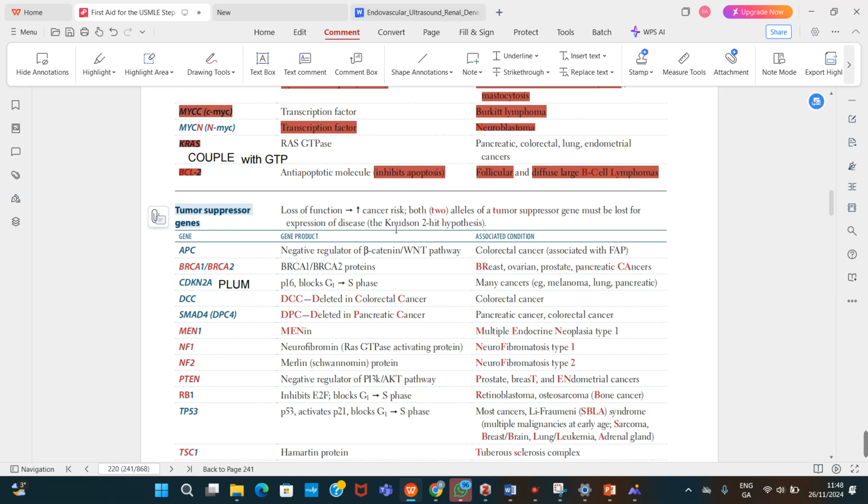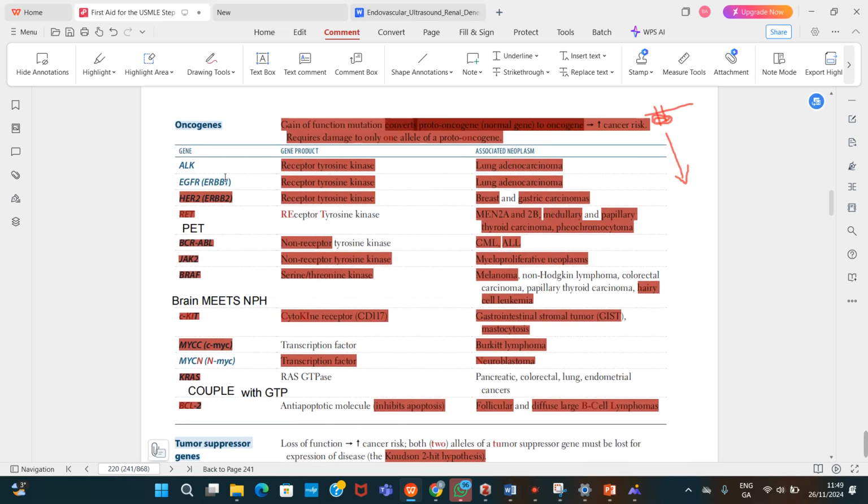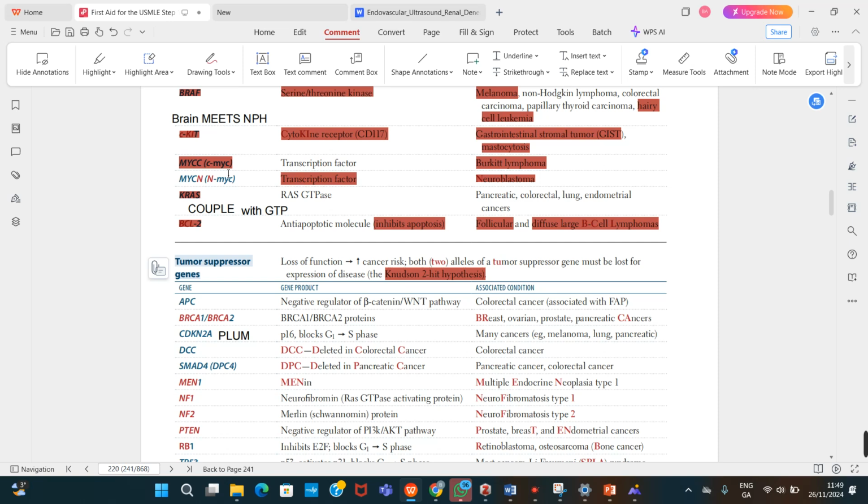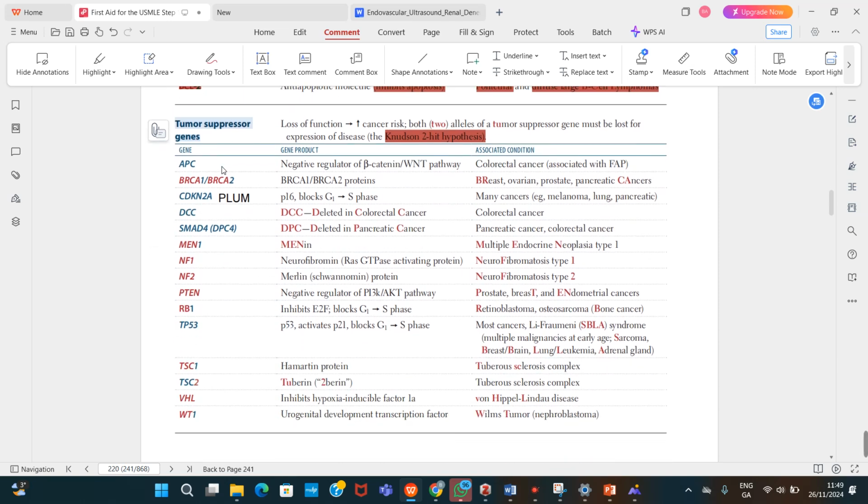So that's what we call the two-hit hypothesis. And this was mentioned in relation to which condition? Anybody remembers? Retinoblastoma. And retinoblastoma is a tumor suppressor gene. So that principle works for almost all of them: you must mutate both alleles to achieve that loss of function mutation. But for an oncogene, just mutate one, and the person is gone. So it's a problem.